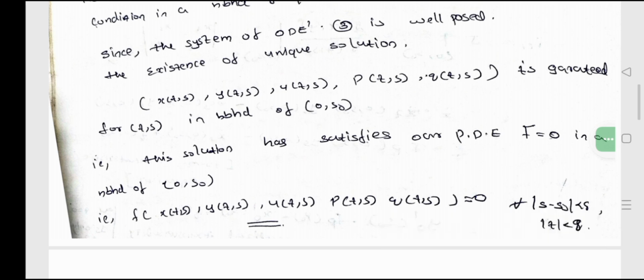Since the system of ODE is well posed, the existence of a unique solution, that is the solution x of t of s, y of t of s, u of t of s, p of t of s, q of t of s, is guaranteed for t, s in a neighborhood of 0, s naught. That is, the solution satisfies our PDE F equal to 0 in a neighborhood of 0, s naught. That is, F of x of t of s, y of t of s, u of t of s, q of t of s, p of t of s is equal to 0 for all mod s minus s naught less than delta, mod t less than q.